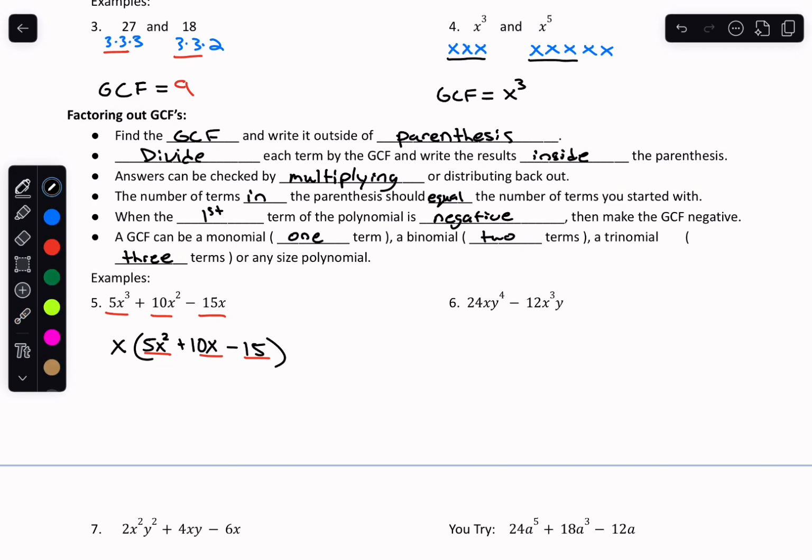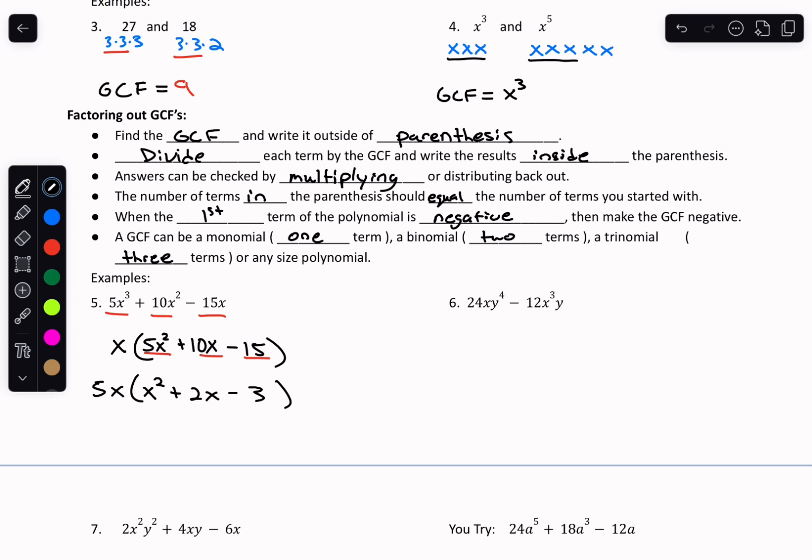So what I can do is pull a 5 out to the front, and it's going to multiply with the x I already have there. Then on the inside, I am dividing each of these terms by 5. So 5x squared divided by 5 is x squared, 10x divided by 5 is 2x, and negative 15 divided by 5 is negative 3. So that first one I did in 2 steps. Usually we'll just do this in 1 step though.